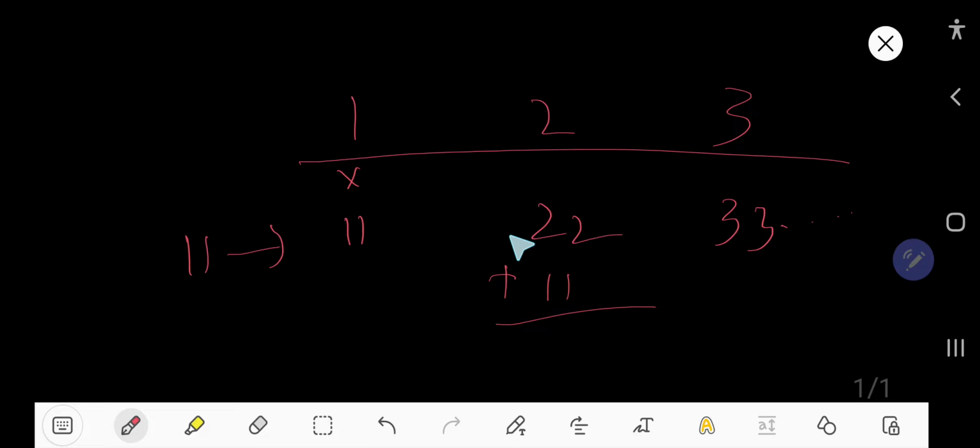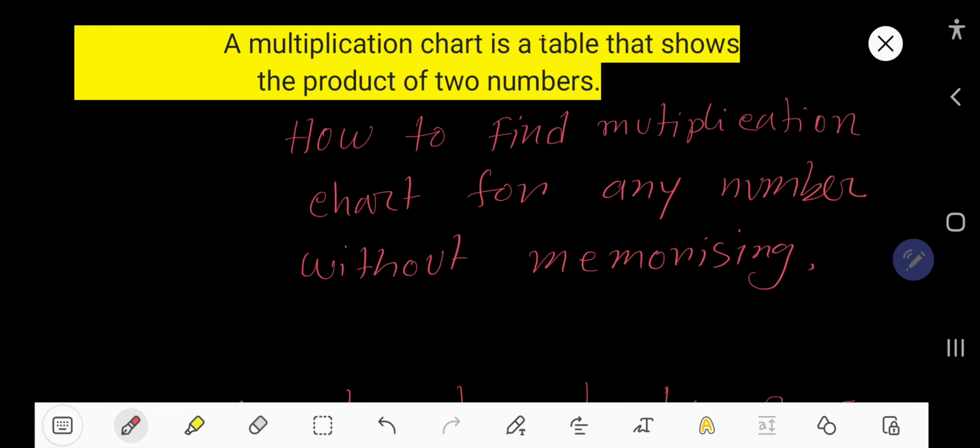So this is the way to find the multiplication table or multiplication chart for any number. I think if you follow this method, you don't need to memorize the multiplication chart or table.